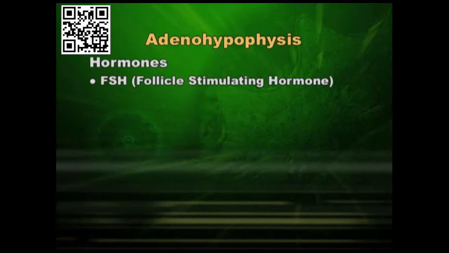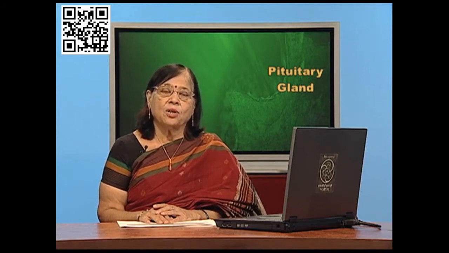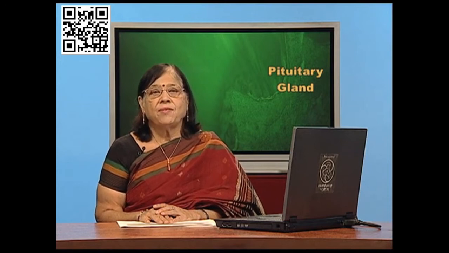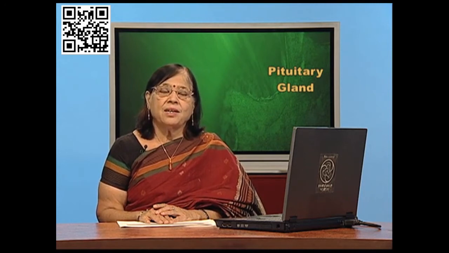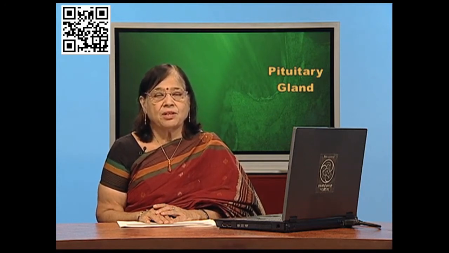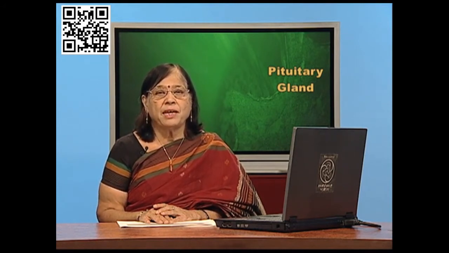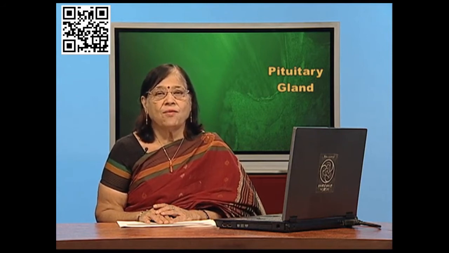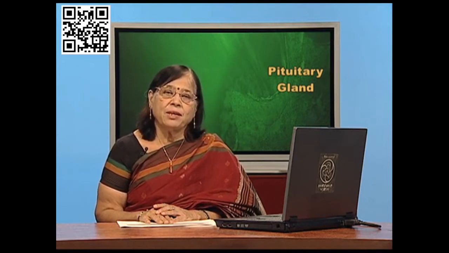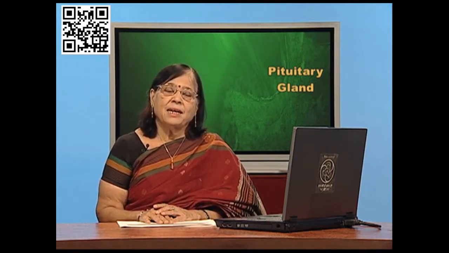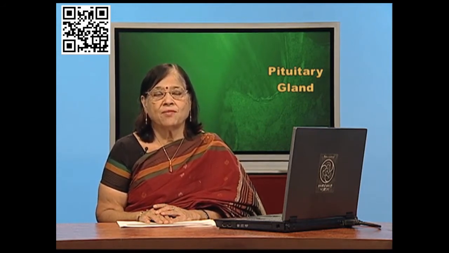It will act on the gonads. It will stimulate follicles of the gonads, testis or the ovary. In case of ovary, it will stimulate ovarian follicles. In case of testis, it will stimulate seminiferous tubules. When we say follicle stimulating hormone acting on follicle, we mean it will cause maturation of the follicle. Why do we need maturation of the follicle? So we can convert germ cell into sperm or ova, in the form of gamete.